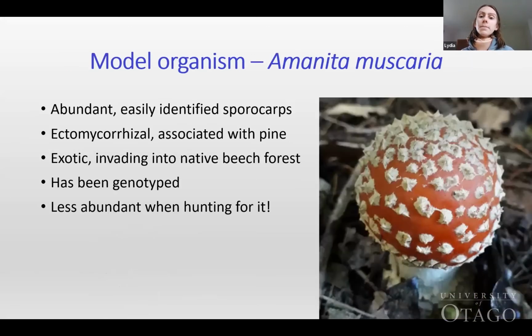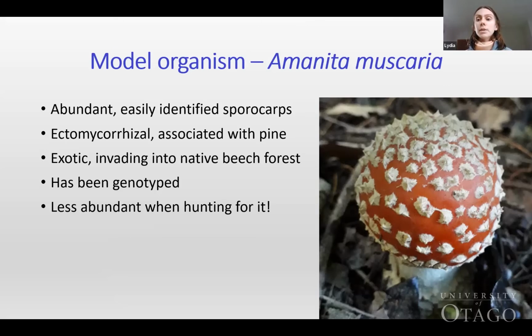I found a model organism. I want to look at Amanita muscaria. This is abundant. It's got easily identified sporocarps. Even I can figure out what they are. It's ectomycorrhizal, associated with pine, exotic, and is currently being observed invading into native beech forest. So this means that there are some really interesting potential questions out there in terms of, are the invasive populations behaving the same or differently to stable populations in pine forest? We could look at where it has come from, how it is behaving, all those kinds of things.